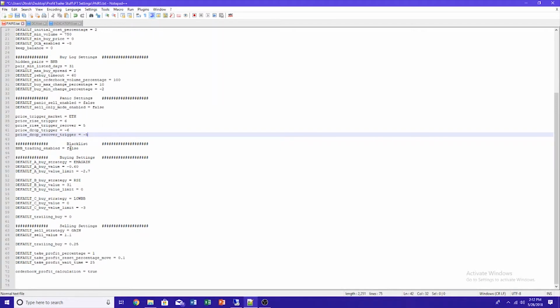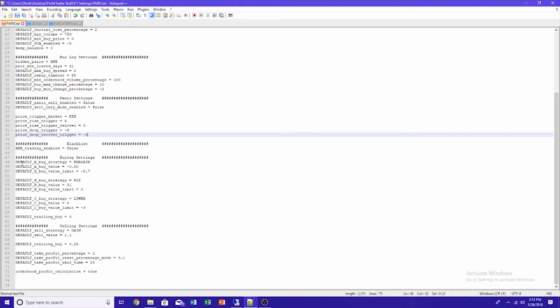Now let's move on. So blacklist, I have BNB blacklisted because obviously I'm not trading it. And this is just what coins you don't want to trade. So BNB for me, because I don't trade Binance coin because I use it for fees. And then you can add as many coins as you want that you don't like trading.